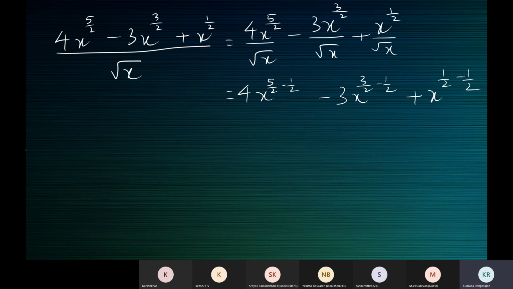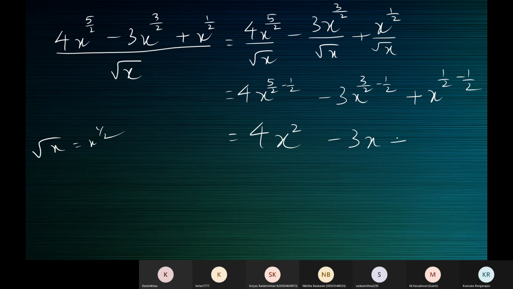Children, root x is nothing but x to the power 1 by 2. So in the denominator, we have x to the power 1 by 2. Bases are same, it's division, subtract the powers. 5 minus 1, 4, 4 by 2 is 2. 3 minus 1, 2, 2 by 2 is 1. Plus x to the power half minus half, x to the power 0, which is 1. Half minus half is 0, and x to the power 0 is 1.